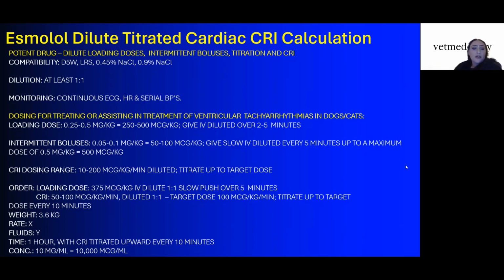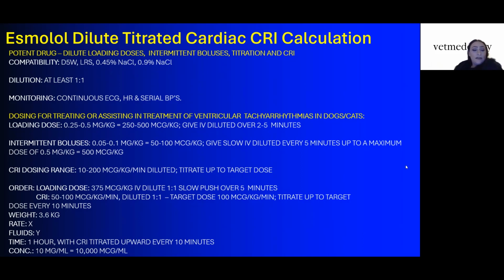Dosing, this is the dosing range for treating or assisting in treatment of ventricular tachyarrhythmias in dogs and cats. The loading dose is 0.25 to 0.5 mg per kg, or 250 to 500 mics per kg, and you want to give it IV diluted over 2 to 5 minutes. Intermittent boluses are 0.05 to 0.1 mgs per kg, or 50 to 100 mics per kg. Give slow IV diluted every 5 minutes up to a maximum dose of 0.5 mgs per kg, or 500 mics per kg. The CRI dosing range is 10 to 200 mics per kg per minute diluted, titrated up to the target dose.